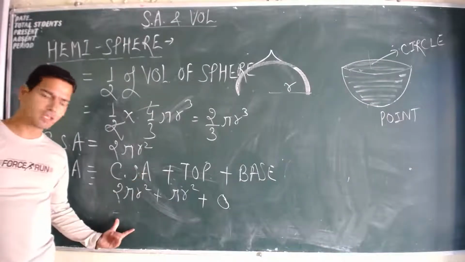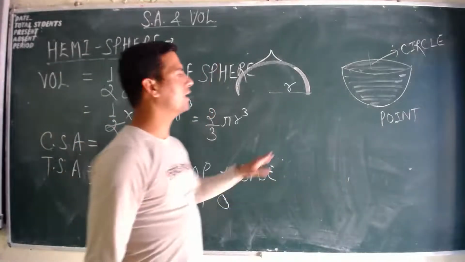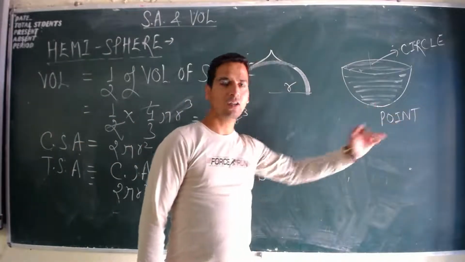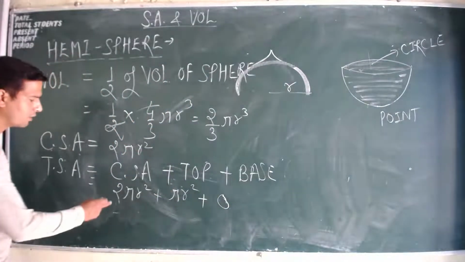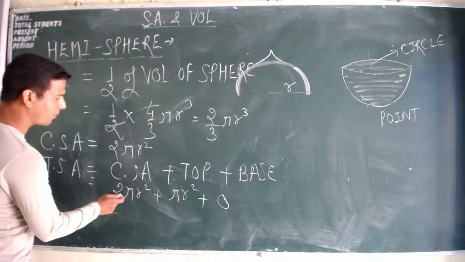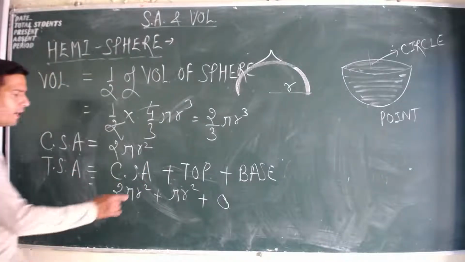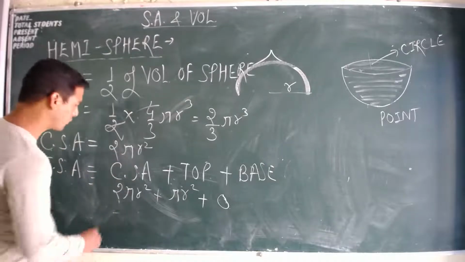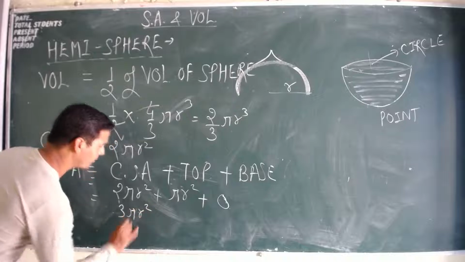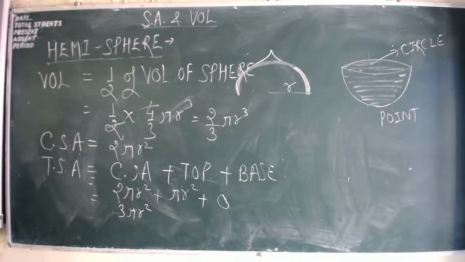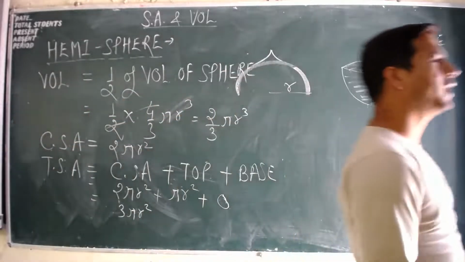Curved surface area is 2 pi r square. Top portion is a circle, so the area of the circle is pi r square. Base area here is absent, so for the base area we will write 0. So what is the total surface area of the hemisphere? 2 pi r square plus pi r square will give you 3 pi r square.